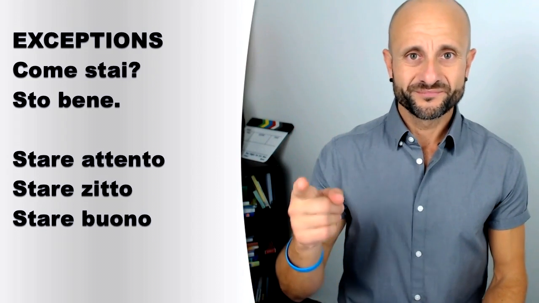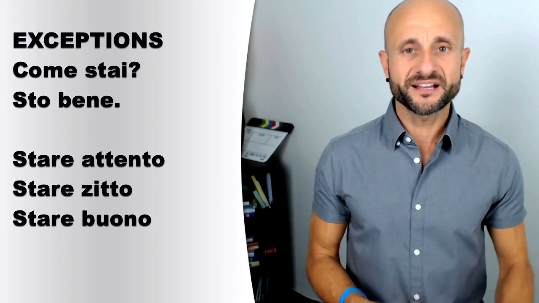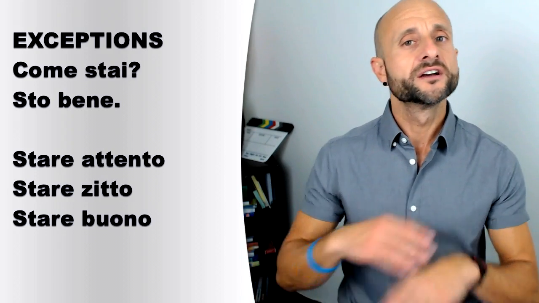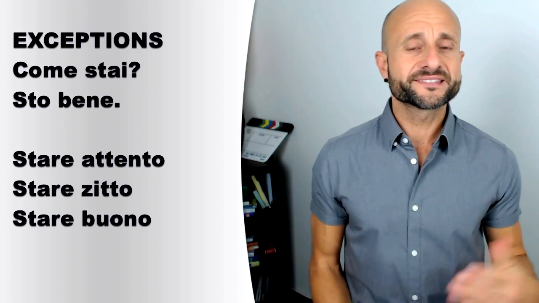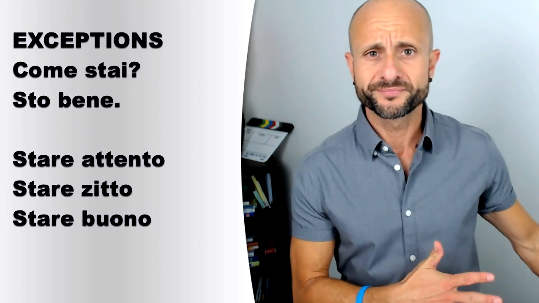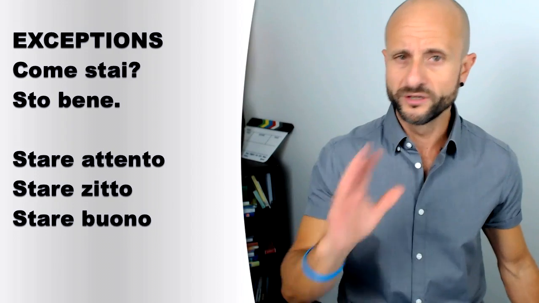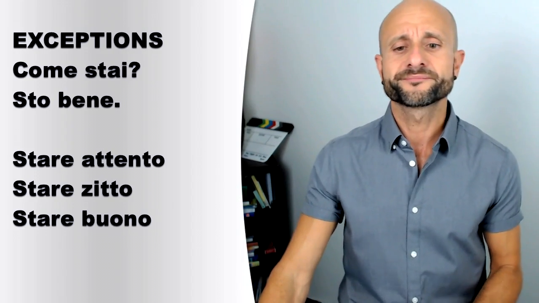Stai zitto, be quiet or shut up. So in English it's be, in Italian it's stare zitto. So we use stare for that one. Just accept it, don't analyze it. We could even say stare buono, as in sta buono, usually with a dog, like, you know, sta buono, be good. Now, of course, we could use the verb to be as well, sii buono, that means be good. But yeah, you will hear Italians say sta buono as well.